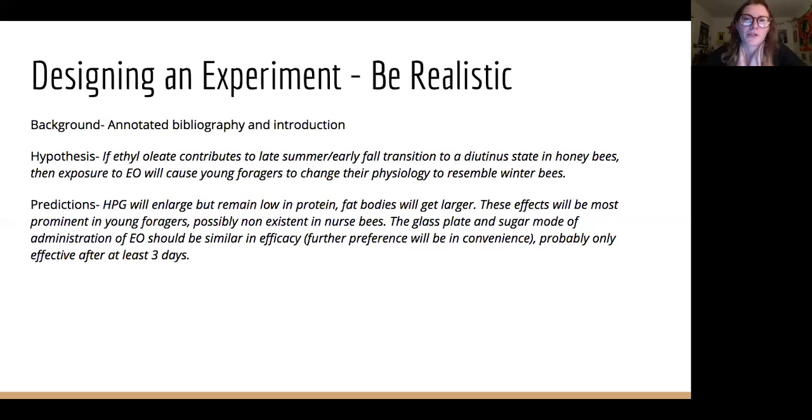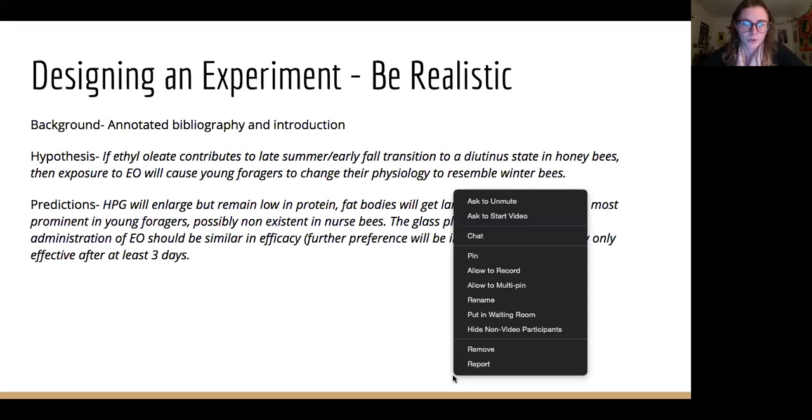So I had two different treatment groups there and two different control groups there. One of my predictions would be that the glass plate and the sugar plate wouldn't really be any different, but we needed to cover our bases. And we also found from the literature that we wouldn't expect much of a result until after 3 days of exposure to ethyl oleate.